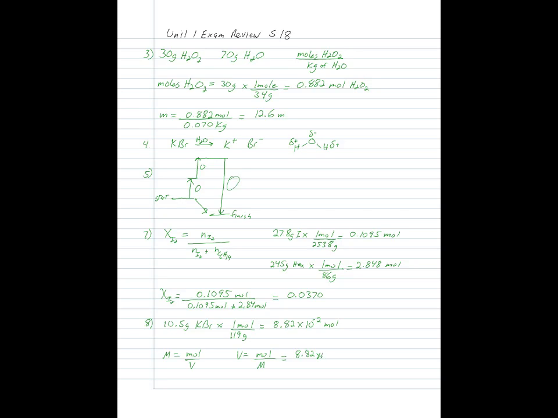So we get 8.82 times 10 to the minus 2 moles all over our molarity, which is 0.716. And that's moles per liter. And so our moles are going to cancel. And when we calculate this out, we get 0.123 liters, and we convert that to milliliters, and we get 123 milliliters. Any questions on that one?